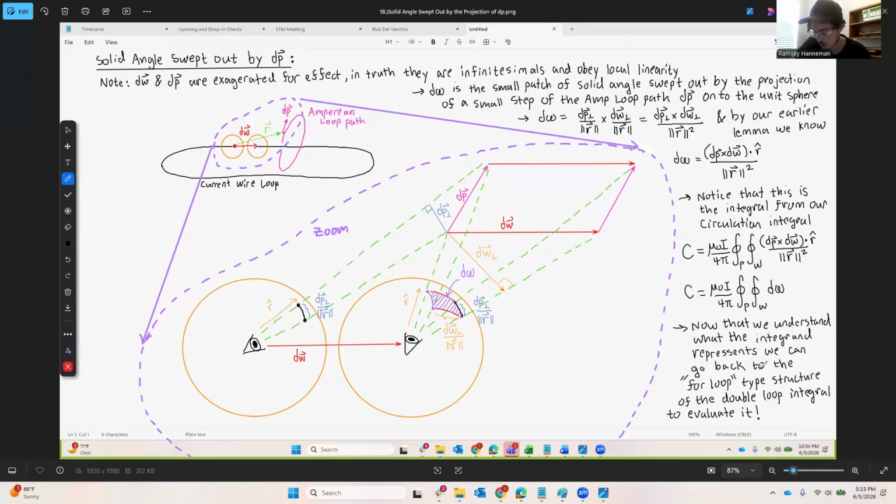And I think that's probably a good spot to call it for now, because that's the big breakthrough. This disgusting, nasty loop integral with infinite times infinite possibilities ends up reducing to: what does the amp loop path look like, and how much solid angle does it sweep out as you walk?